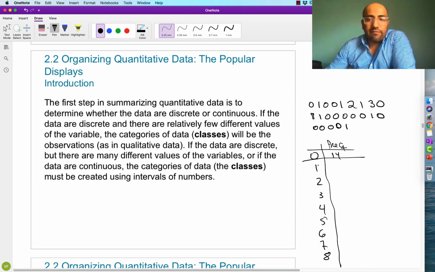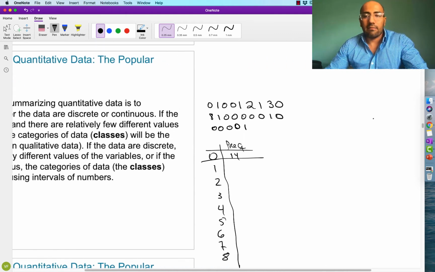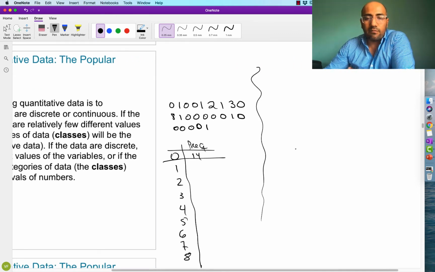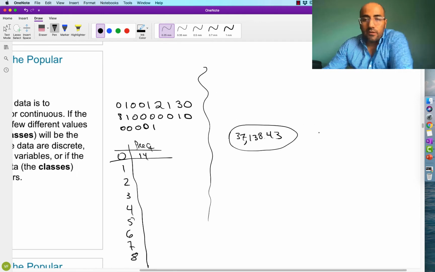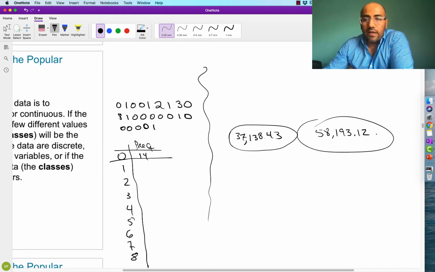Okay, now on the other hand, if I stop people on the streets and I ask them something where the numbers might vary a lot, like I might ask them, on your tax return from last year, how much money did you make? Right? How much did you record? Right? And now the answers might be really different. Somebody might say $37,138.43. Maybe that's one result. That's one. Maybe somebody else says, well, no, I reported $58,193.12. Right? And so on and so forth.